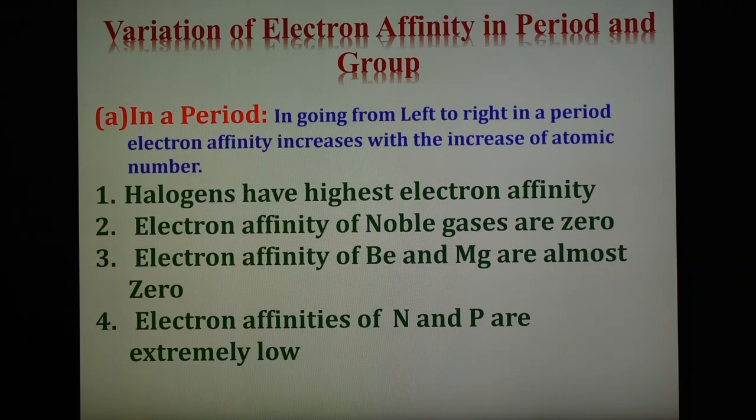And the third point is that the electron affinity of beryllium and magnesium is also almost zero. In this case, beryllium and magnesium have an electron affinity value equal to zero because they have completely filled s orbitals, and therefore to add an electron in this is not possible. So in this case they have almost zero value, and addition cannot take place.